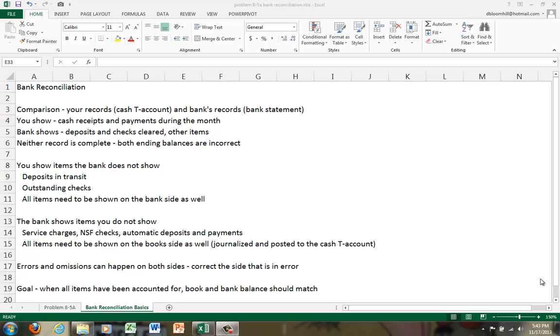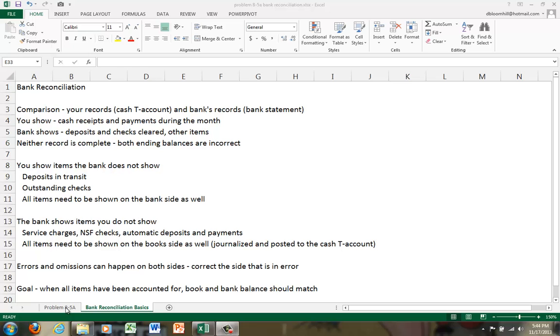So the whole goal of a bank reconciliation is that when all of the different items have been accounted for, the book and bank balances should match. That becomes your true cash balance. That becomes the amount of cash that is going to be shown on the balance sheet, and that is really how much money you have available to spend.